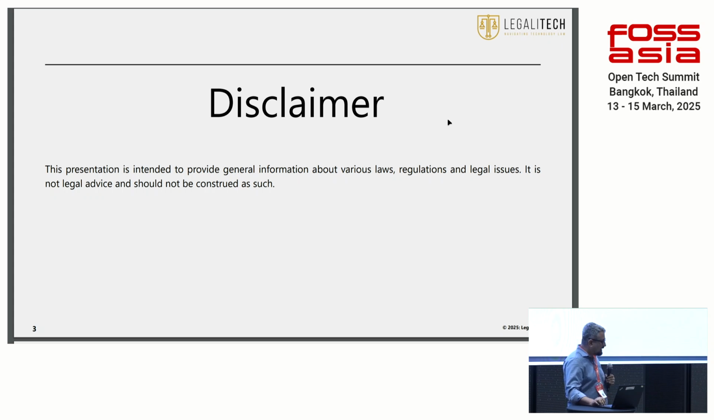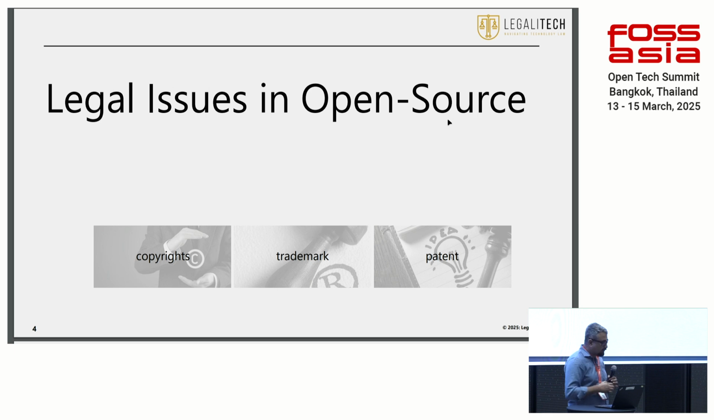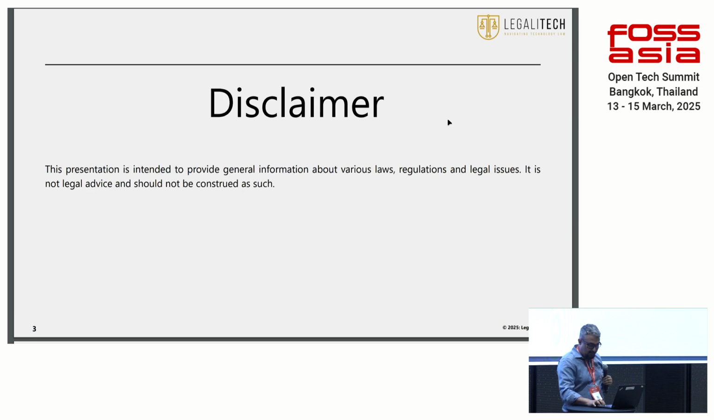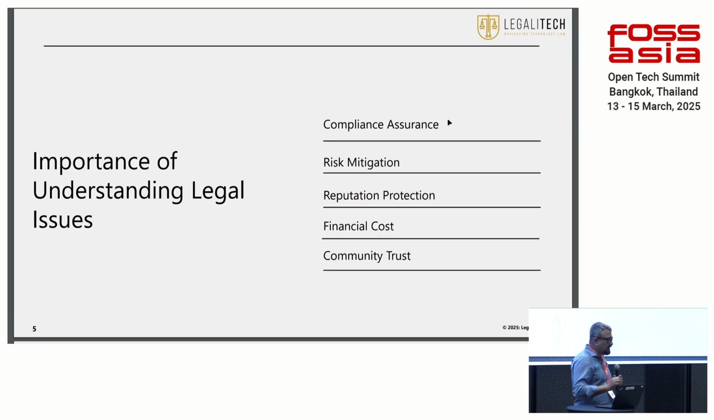What we talk about today is not legal advice for any of you. Some of the issues we will talk about today are copyright, patents, and trademark. Have any of you faced any of these issues? Okay, I see a good number of hands. When we face these issues, there are a lot of consequences: financial consequences and community issues. So: compliance assurance, risk mitigation, reputational protection, financial cost, and community trust.